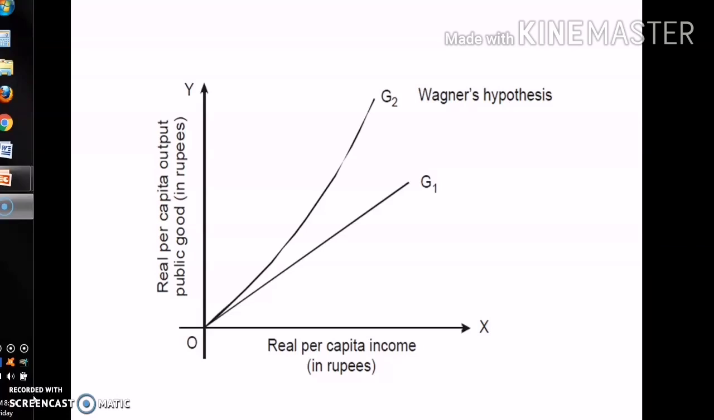In other words, real per capita income increases due to the economic development of the society. The real per capita output of public goods remains at the same proportion of total economic activity. The constant proportion line G1 can be used as a reference point to the graphical representation of Wagner's hypothesis as depicted by the line G2. All along the G2, the proportion of resources devoted to the output of public goods is expanding over time.